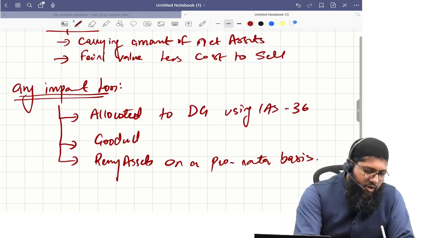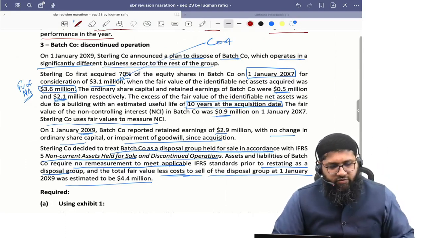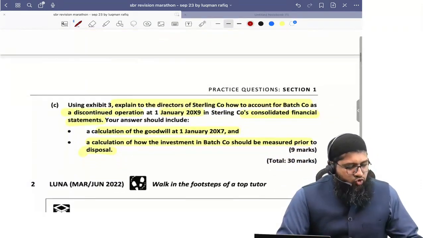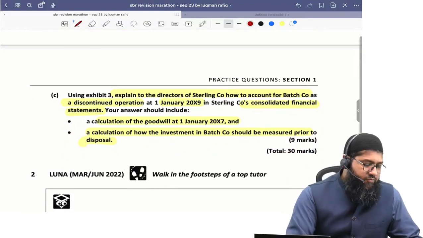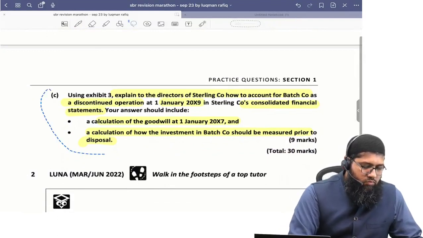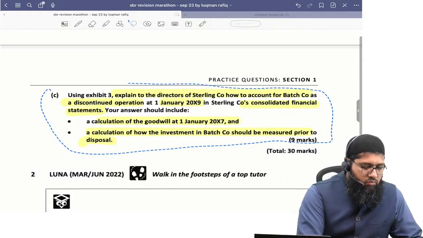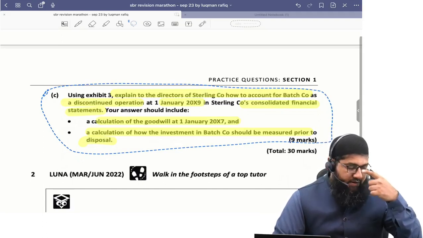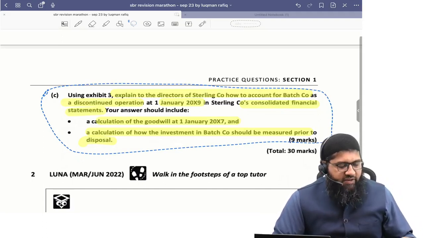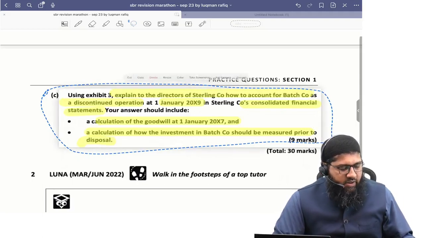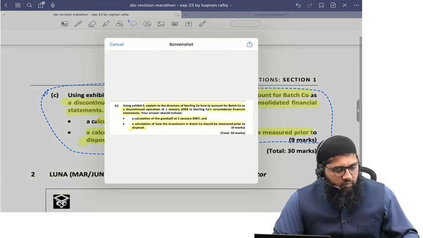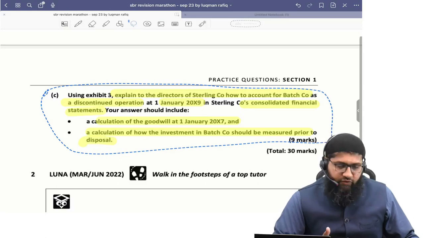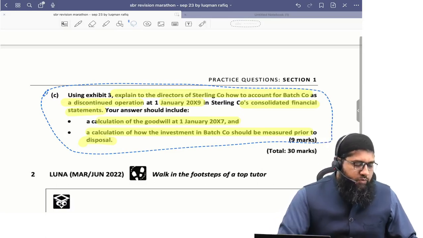So let's start discussing this scenario. This is what the whole situation is. And we're going to talk about the whole situation like this because our requirement is we have to, using exhibit 3, explain to the directors of a sterling company how to account for batch company as a discontinued operation at 1st January X9 in sterling company's consolidated financial statements. Your answer should include a calculation of goodwill, which we'll do, and a calculation of how our investment should be measured prior to disposal.